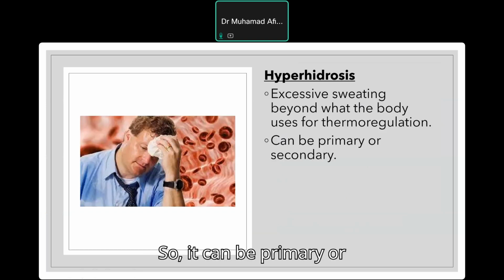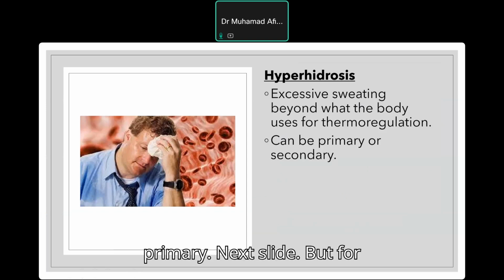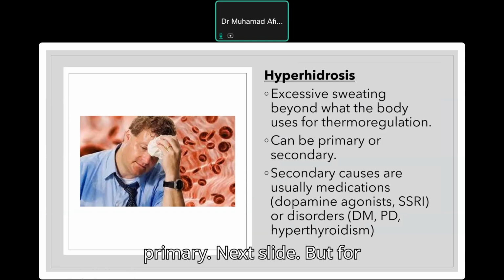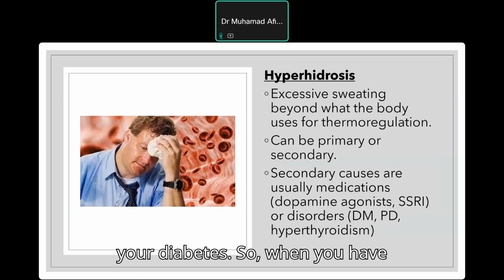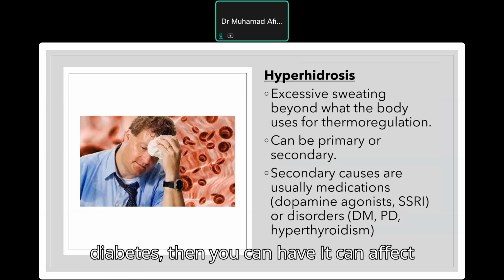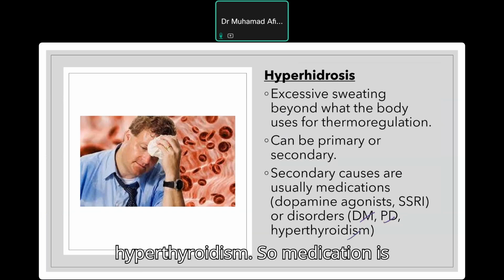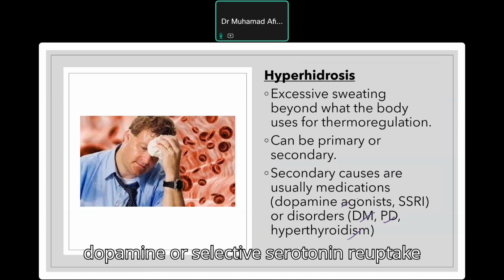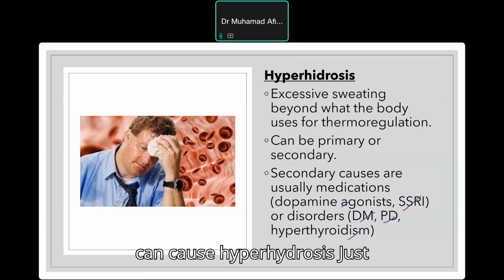It can be primary or secondary. We'll talk in detail about primary on the next slide. But for secondary, it is usually due to medication or some disorders such as diabetes. When you have diabetes, you can affect your autonomic function, and then it can affect your sweating. Others are Parkinson's disease and hypothyroidism. Medications include dopamine agents or selective serotonin reuptake inhibitors. Those are medications that can cause hyperhidrosis.